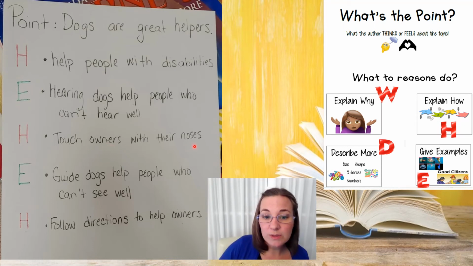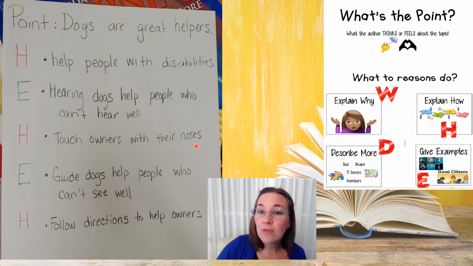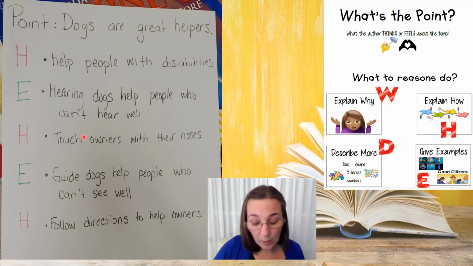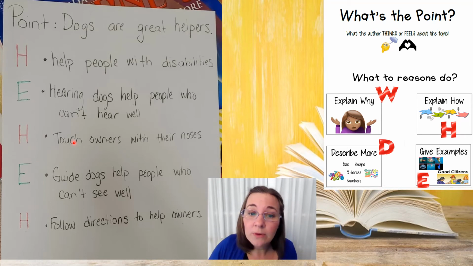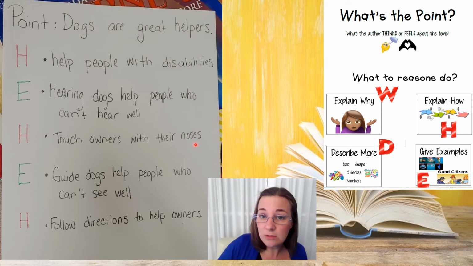Touch their owners with their noses. The second grader that did this went back into the text and thought, what was that reason doing? And they decided it was explaining how. How does the hearing dog help? Well, it touches the owner with their noses to show them that there was a sound. So they coded it with an H.